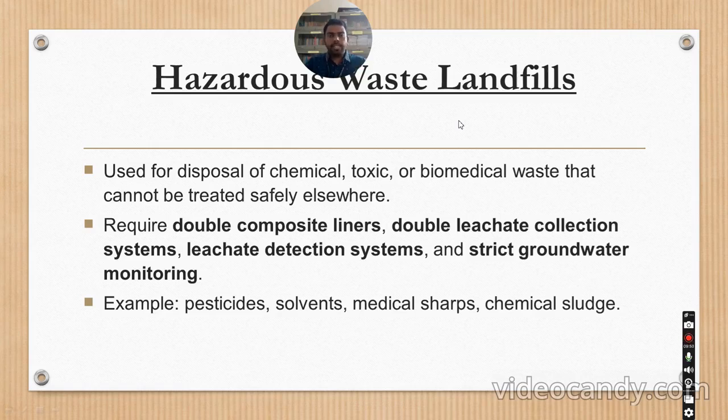Why? Because this leachate is very toxic. That element should not mix with the groundwater. Examples of hazardous waste are pesticides, solvents, medical waste, chemical sludge, and any unwanted materials. These all should be considered hazardous solid waste.